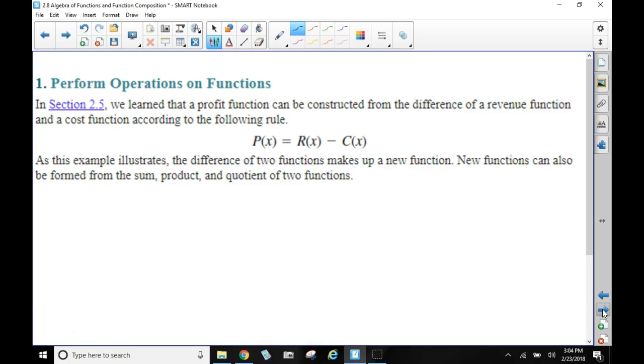One way we have used this before is that the profit function is equal to the revenue minus cost function. That is an example of the subtraction of functions.